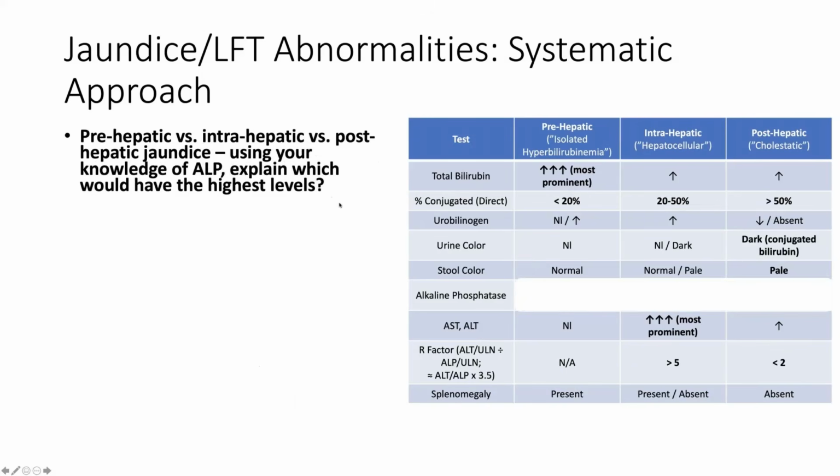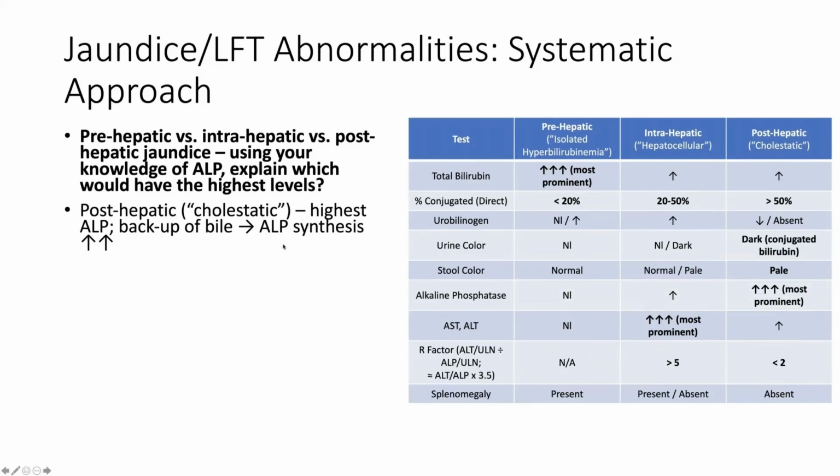All right, Grace. So using your knowledge of ALK-Phos, which would have the highest levels? Would you say it would be post-hepatic? Yeah. I know that increased ALP is associated with cholestasis. I'm trying to remember why, but it's not super important to remember why. There is an increase in synthesis, right? Right. So the reason is because of an increase in synthesis.